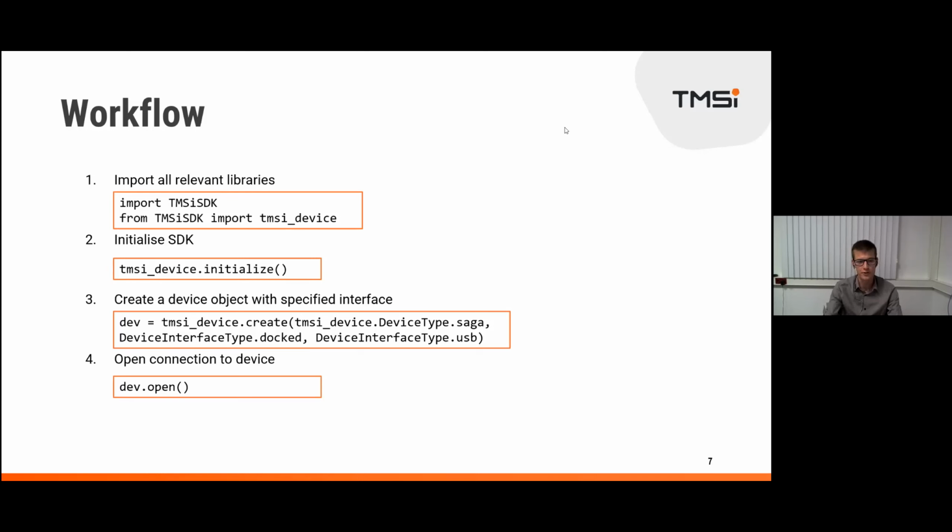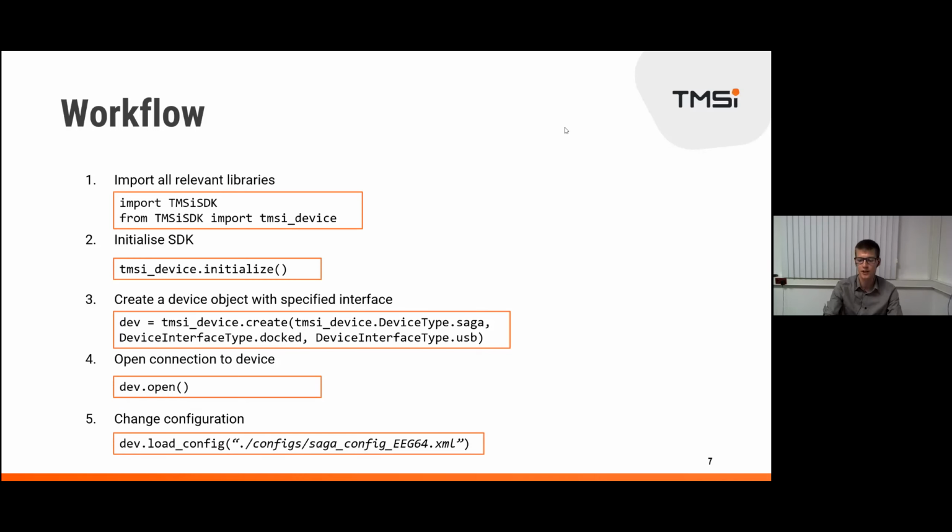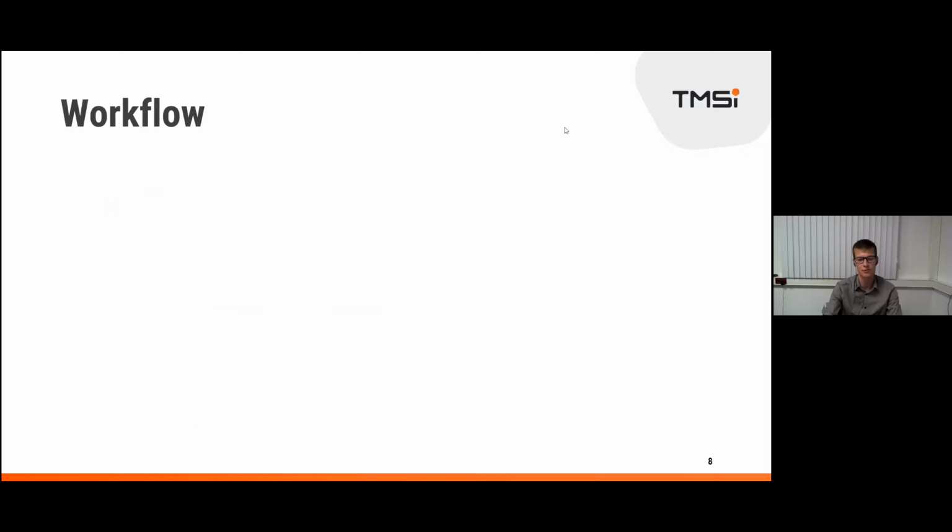After creating the handle to the device, we can open the connection, calling the open function of the device class. And what we can do then is to start changing the configuration. And what's convenient, as already said, is that you can upload a configuration in one go into the device. In this case, you would do that using the load config function of the device class, and specify the absolute or relative path towards your configuration file, which is stored in an XML format. More on that later, but this would be the syntax.